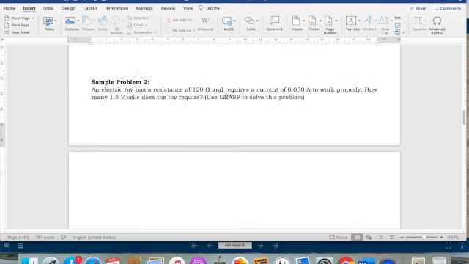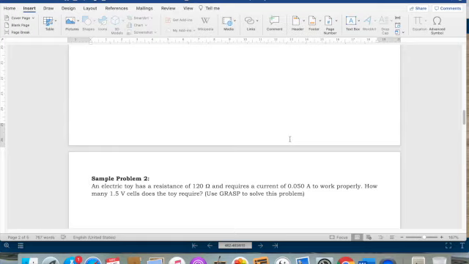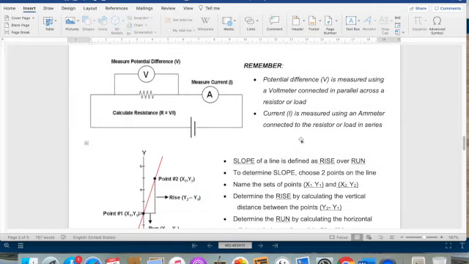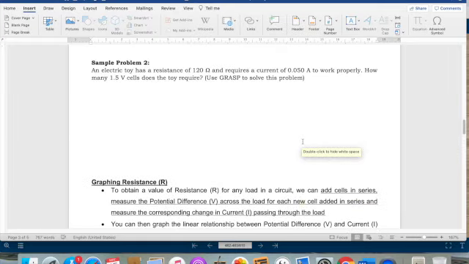Why don't we try doing this one together as well, which might help, and then we'll just finish through this stuff on our own. So an electric toy has a resistance of 120 ohms and requires a current of 0.05 amps to work properly. How many 1.5 volt cells does the toy require? Use graphs to solve this problem. Ooh, a pretty tricky one, right? Because there's going to be an extra thing to do here. So why don't you try and pause the video, take a stab at it if you can, and then I will go through it.